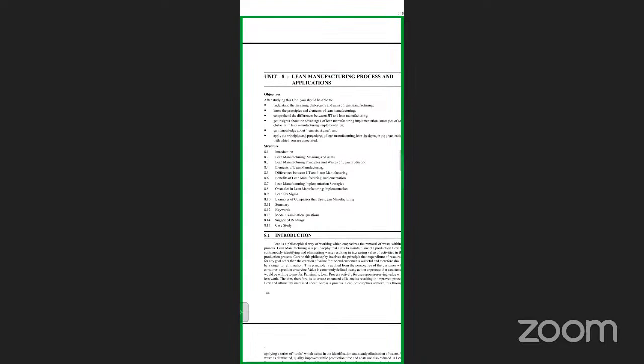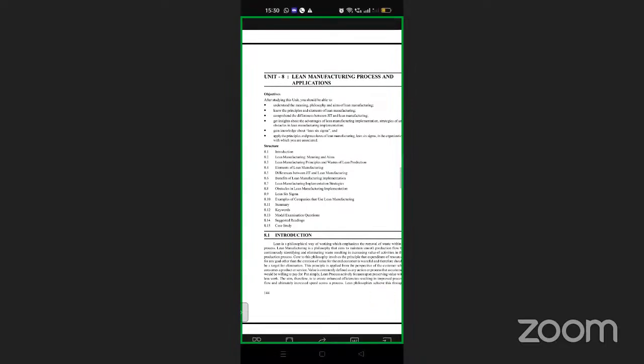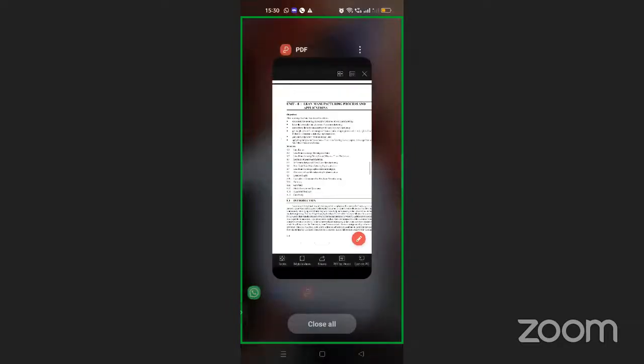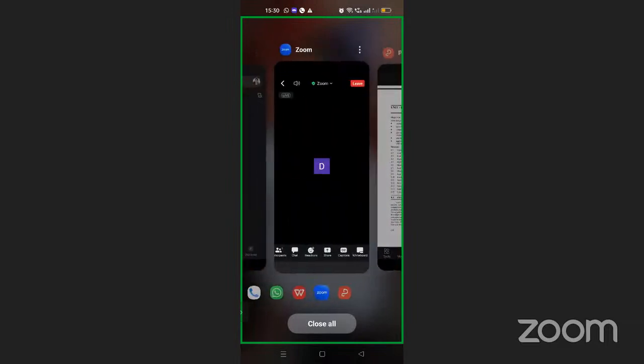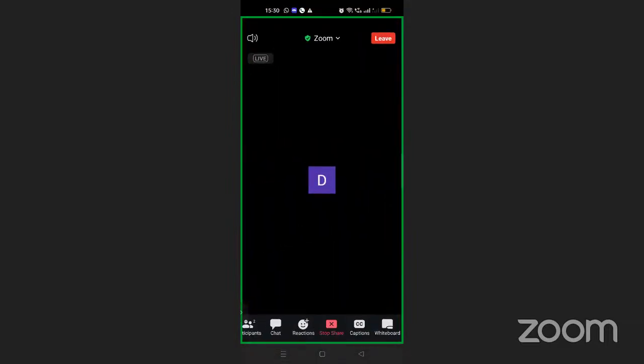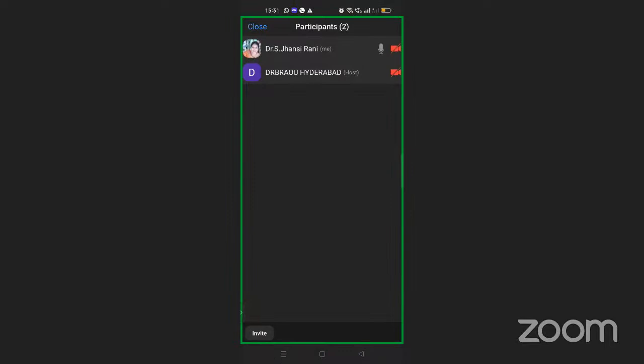And the next one is lean manufacturing process and application, which we will explain in the next class. So we'll continue in the next class. Thank you.